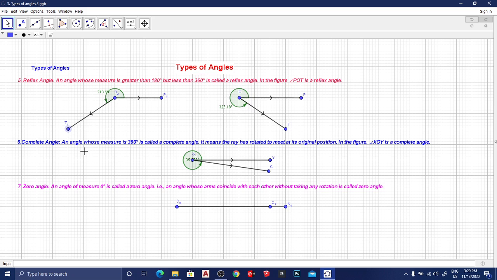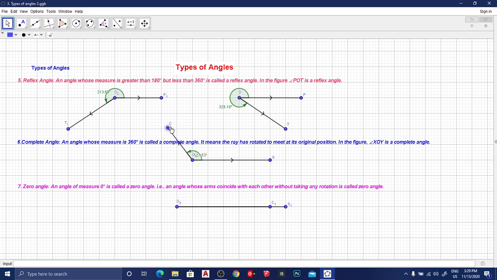Next one is the complete angle. When it completes a full rotation like this, and completes up to 360 degrees, this angle is called the complete angle. An angle whose measure is 360 degrees is called a complete angle.